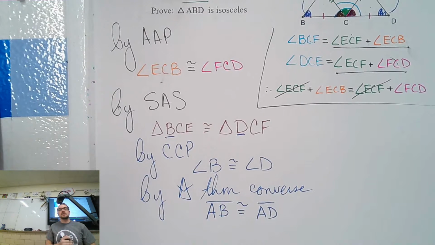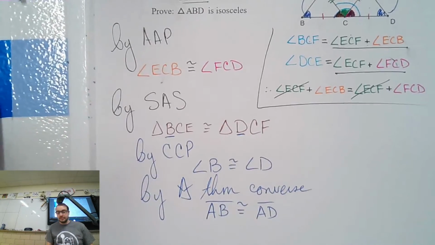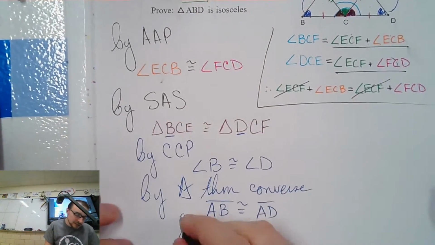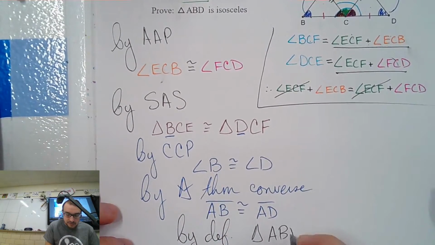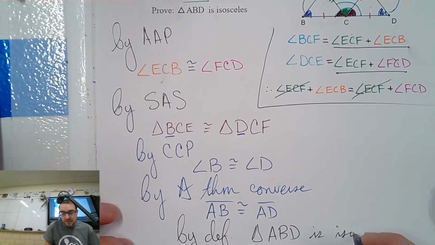And if we have two sides of the big triangle being congruent, doesn't that fit the definition of isosceles, right? So we're going to say by definition, that's an isosceles triangle, right? No way around it. So last but not least, by definition, triangle ABD is, in fact, isosceles.